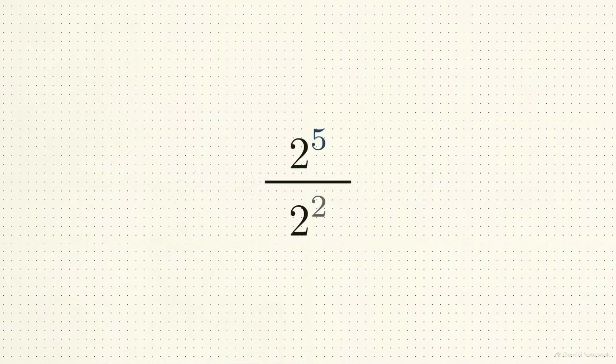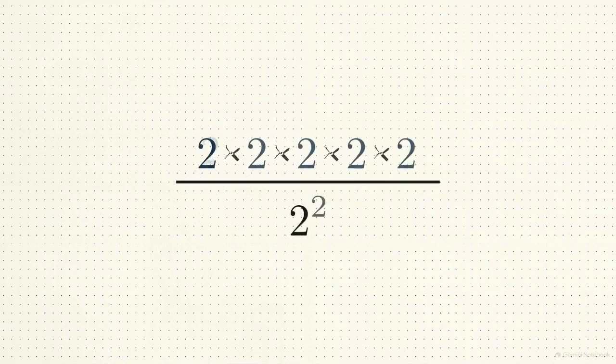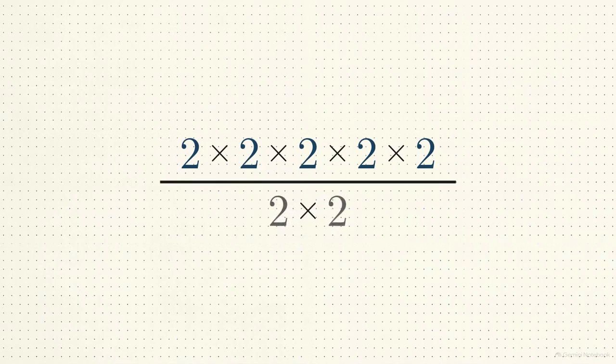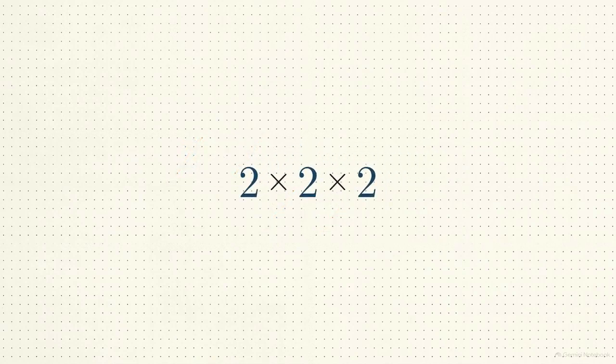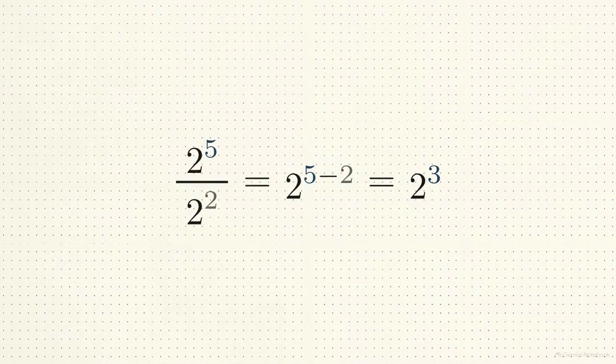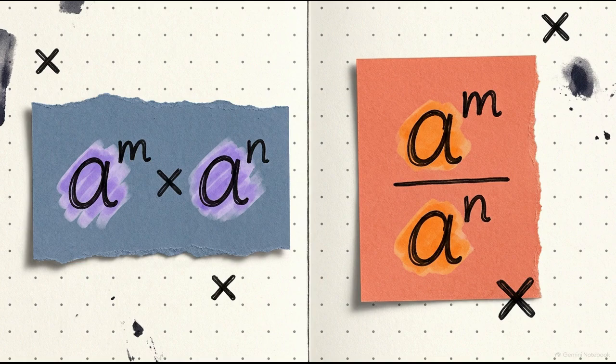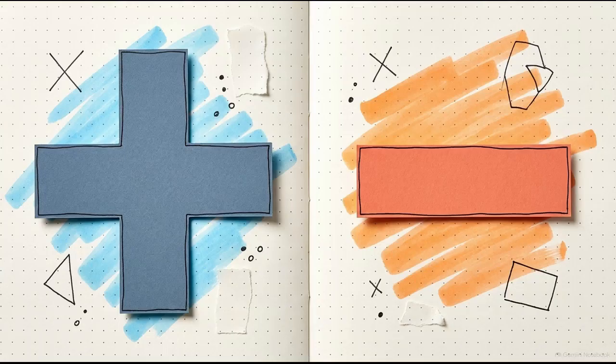The exact same logic applies in reverse when we divide. Expanding this fraction puts 5 2's on the top and 2 2's on the bottom. We cancel out the matching pairs from the numerator on the denominator, leaving us with 3 2's on the top. This proves why you subtract the bottom exponent from the top one when dividing. When you are dealing with identical bases, you don't need to guess. Multiplying physically groups factors together, forcing you to add the exponents. Dividing cancels factors out, forcing you to subtract them.